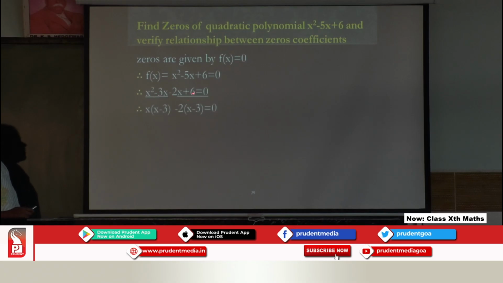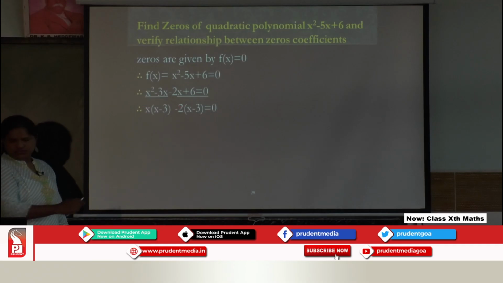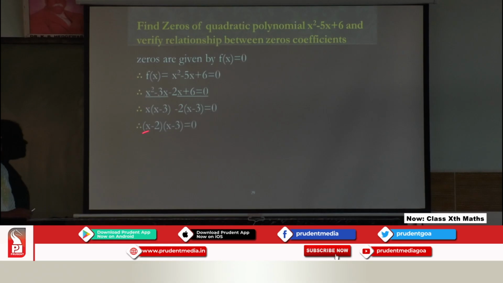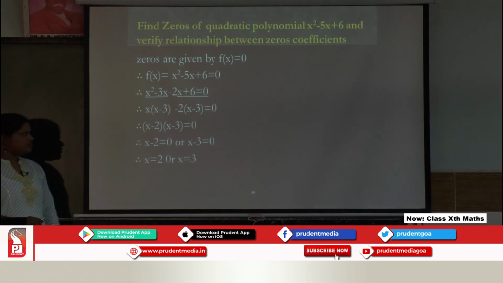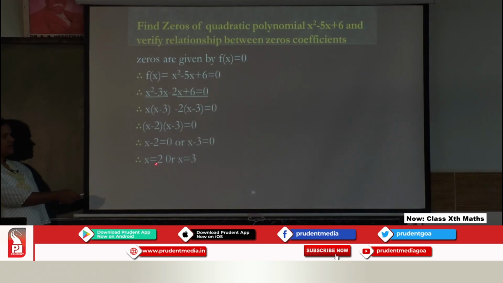Here, between minus 2 and plus 6, minus 2 is taken out. So, I have x minus 3 again, and the whole is equal to 0. So, what happens here? x minus 3 is a common bracket, take it out. What will remain is x minus 2 in the second bracket. So, again the product of 2 factors is 0. So, either the first factor is 0 or the second factor is 0. So, if I compare, I get x minus 2 is equal to 0 or x minus 3 is equal to 0, which gives me x as 2 and x as 3, because the negative sign will become positive. Here also the -3 will become +3.